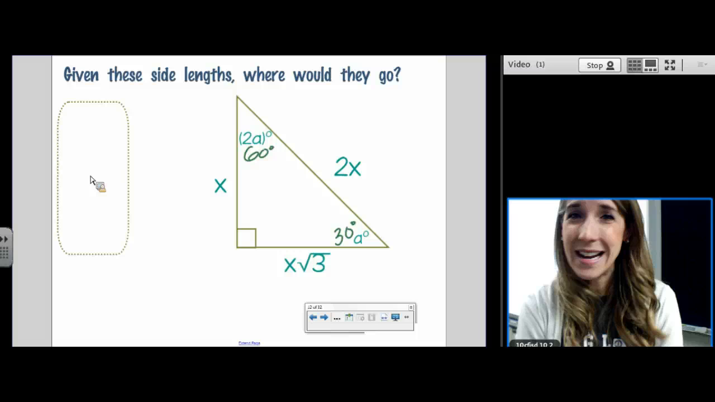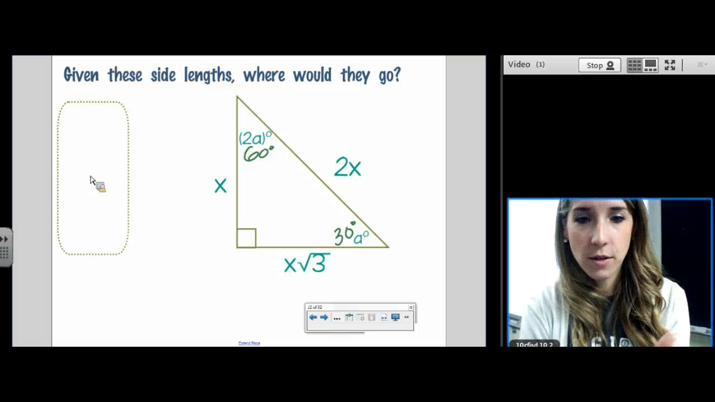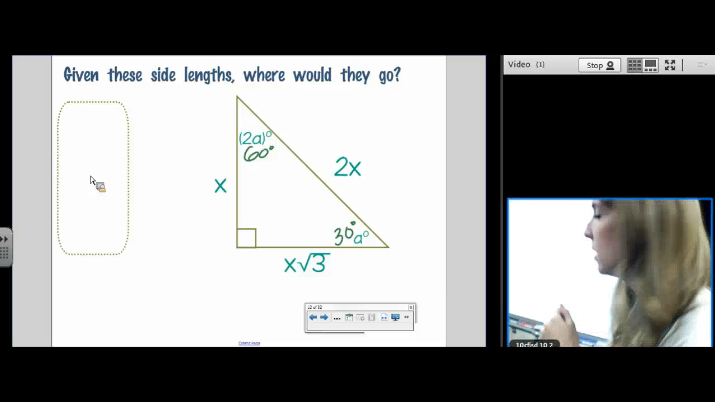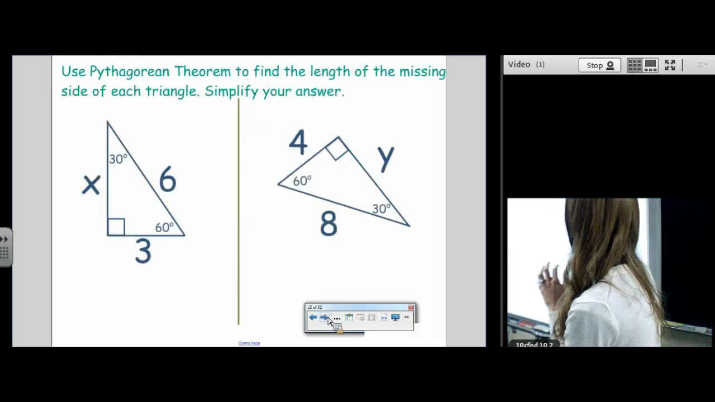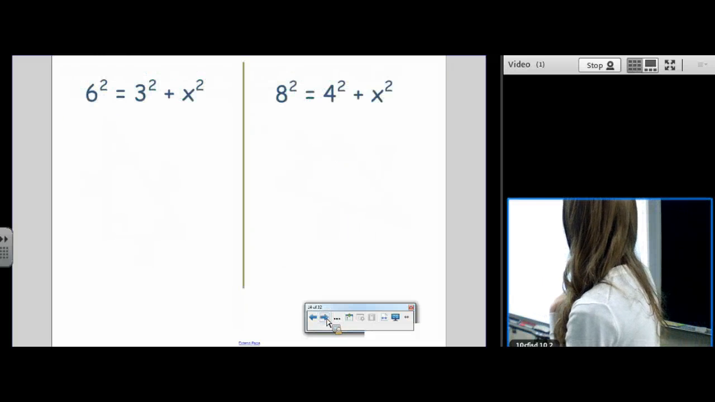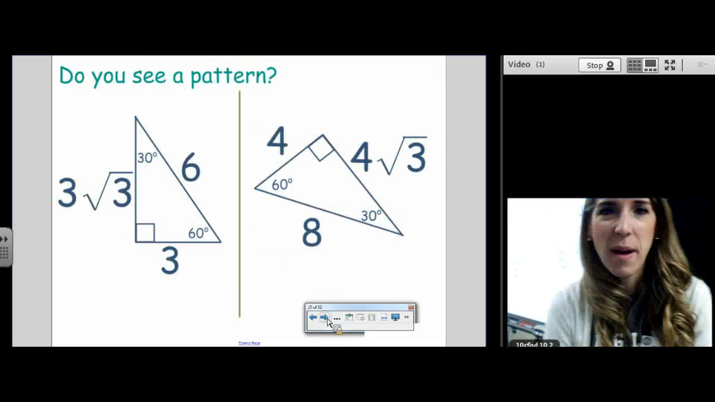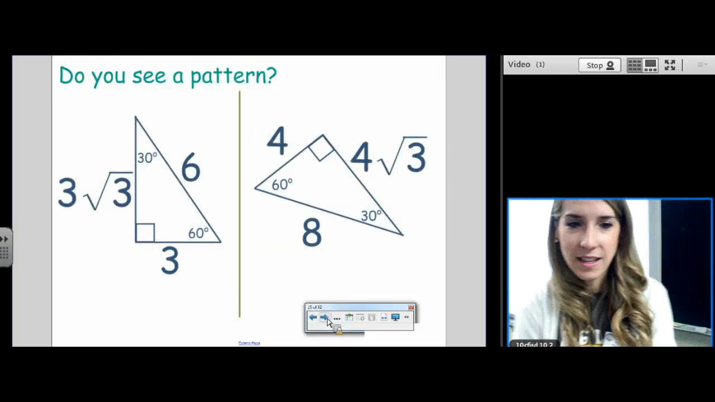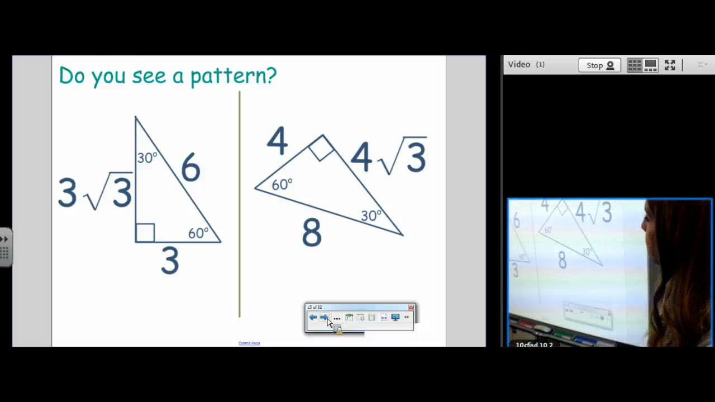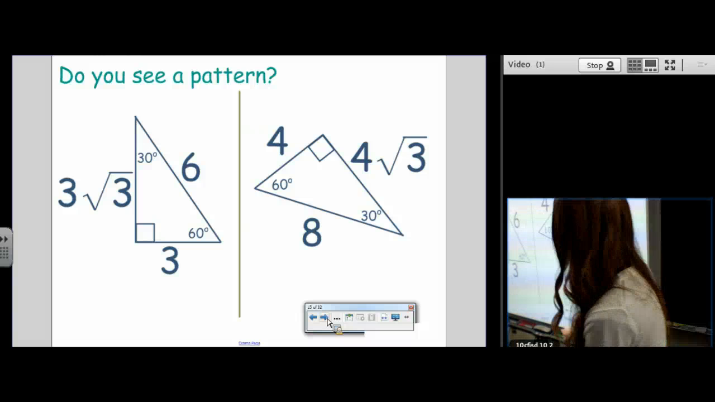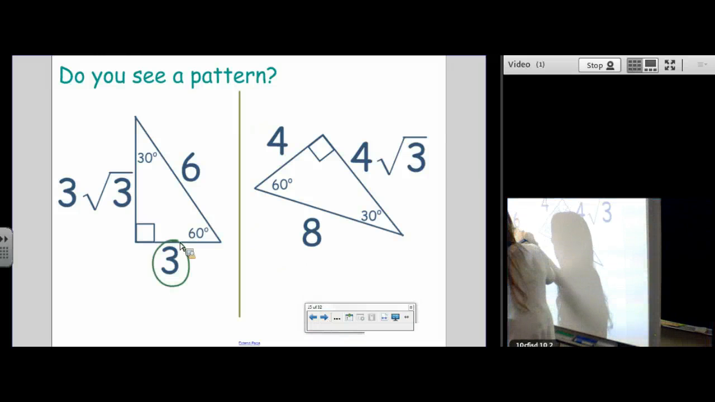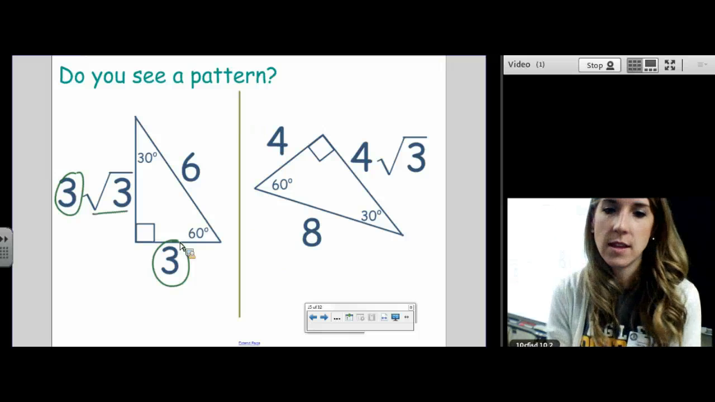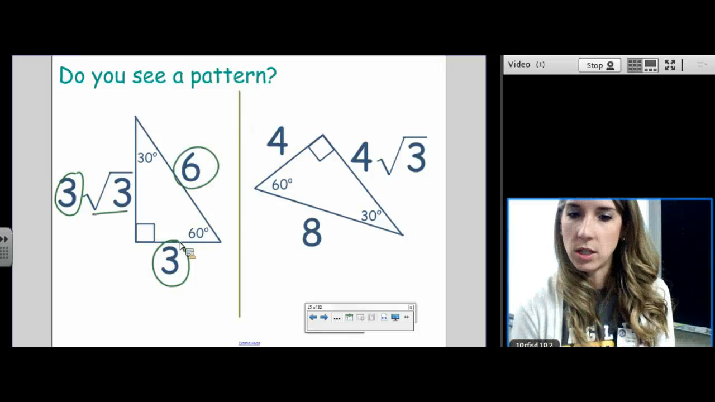This rule is not quite as catchy. X root 3, 2x. That's our rule today for 30, 60, 90 triangles. We're actually going to skip the discovery, where we would find it using the Pythagorean theorem, because I don't think we need to discover it. We kind of did that the other day. So this is how the rule works. X root 3, 2x.